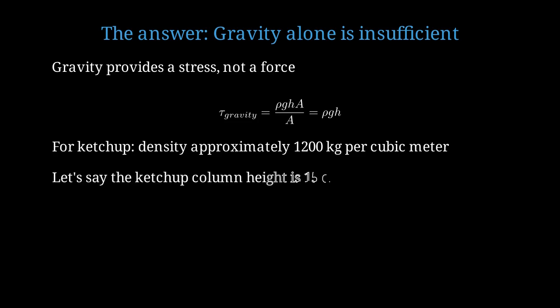Consider a half-empty bottle, where the ketchup column is about 15 centimeters high. The gravitational stress equals 1,200 times 9.8 times 0.15. This gives approximately 1,760 pascals. But wait, this is much larger than our 50 pascal yield stress. This is a critical question. If gravity provides 1,700 pascals, but we only need 50, why doesn't it flow instantly?